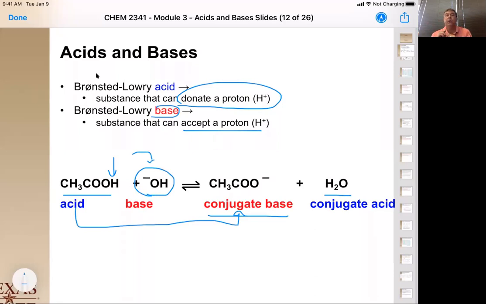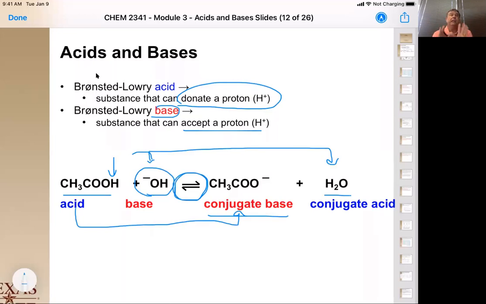Okay, that's important. This was our base. Now it actually has a proton it can transfer. So now it's our conjugate acid. So our acids always become conjugate bases. Our bases always become conjugate acids. Why is this important? Well, we need to know something about these pairs to allow us to know whether or not the reaction is going to go and how far the equilibrium is going to lie in this system.